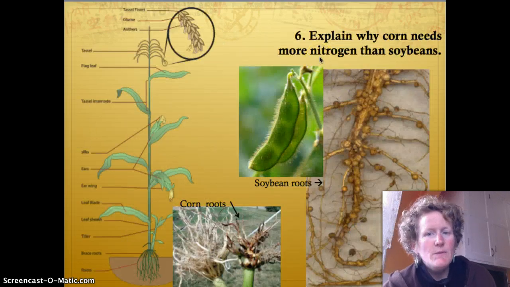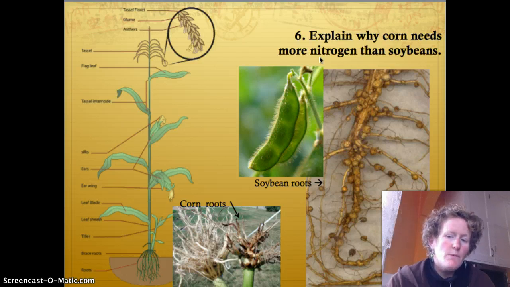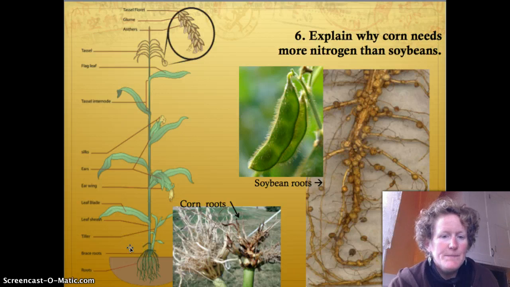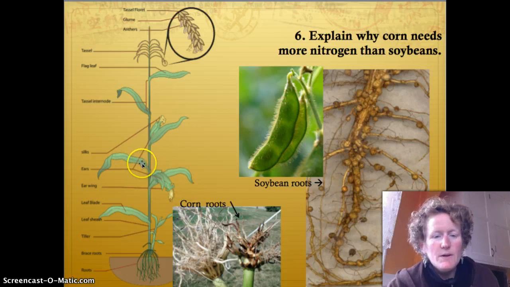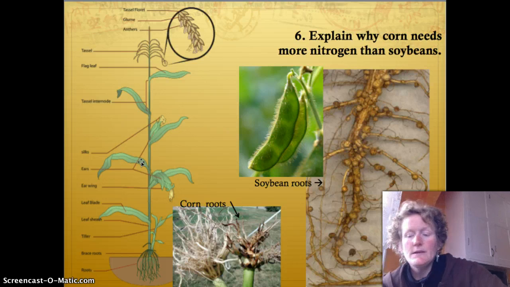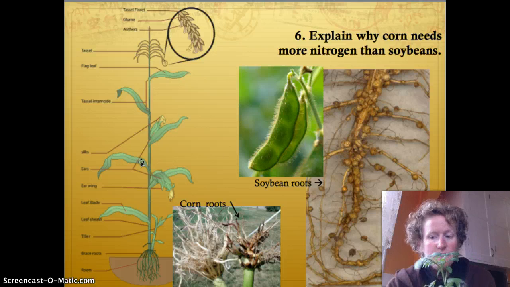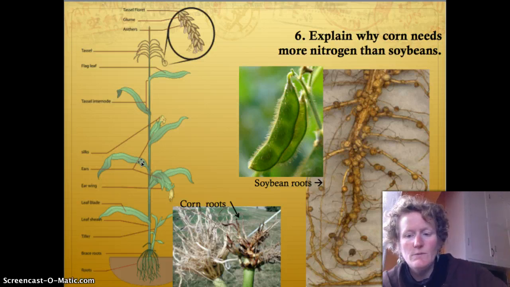Number 6, explain why corn needs more nitrogen than soybeans. Here in Minnesota, we all know that we grow a lot of corn and soybeans, and if you're growing corn, you've got to fertilize like it's your job. Because corn does not have any nodules on the roots. Remember, corn needs nitrogen, and every other plant here, including my lovely little tomato, needs nitrogen to make chlorophyll, and it needs chlorophyll to photosynthesize in order to make glucose and make its own food from carbon dioxide and water.